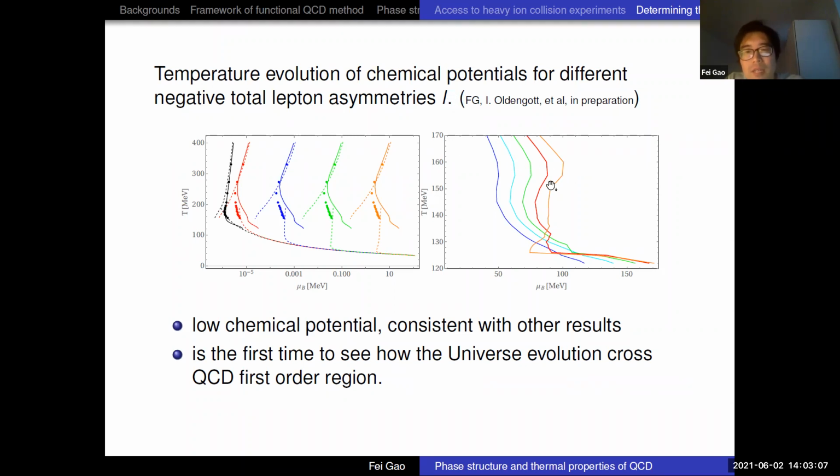Because there are 3 generations, there are some constraints from cosmological experiments, so the total lepton asymmetry cannot be so large as to reach this first order phase transition. But if we adjust the lepton asymmetry differently for different generations, it is still possible to make the cosmic evolution go into the first order phase transition of QCD.